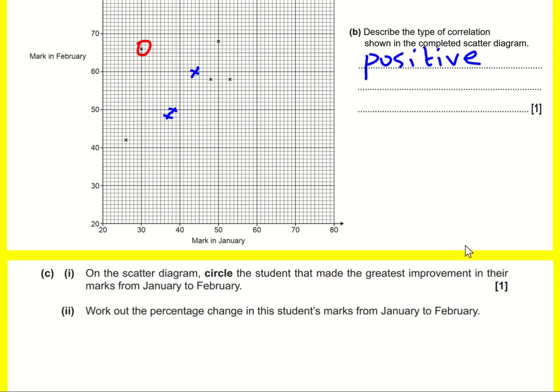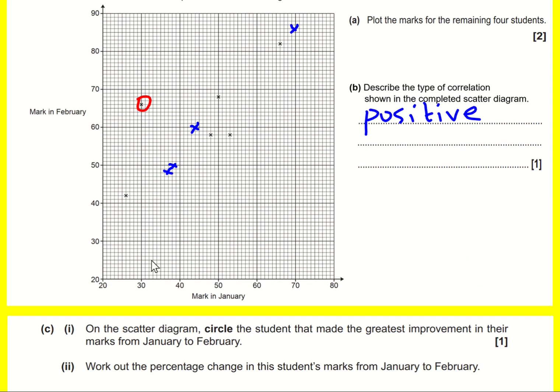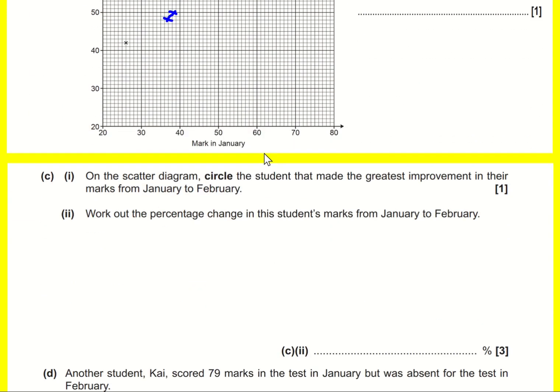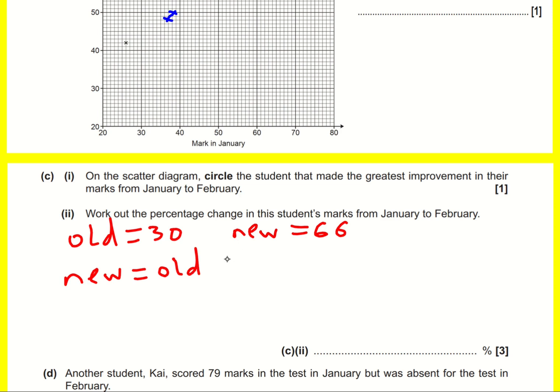Percentage change in the students' marks from January to February. So they did get 30, and now they've got 66. So new equals old times multiplier. This is a formula I like to use. Then I can get my multiplier, and I can get the percentage change from that.